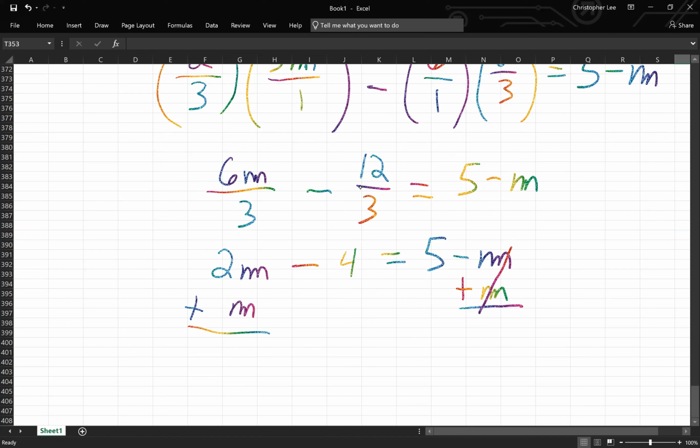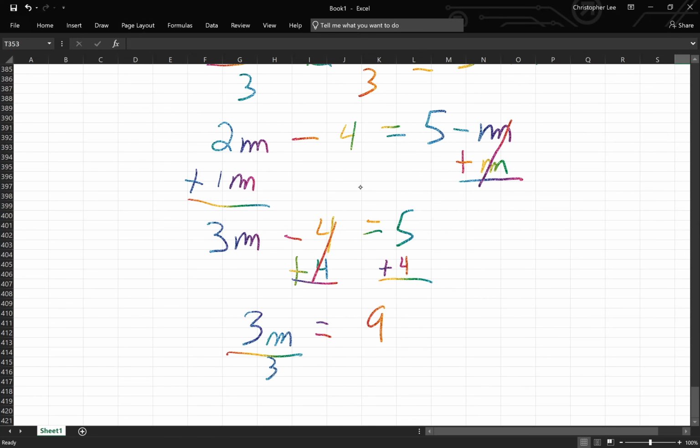Anyway, 2m plus 1m, right, is going to give me 3m minus 4 is equal to 5. I'm going to add 4 over here. What I do to one side, I got to do to the other. So now I have 3m is equal to 9.